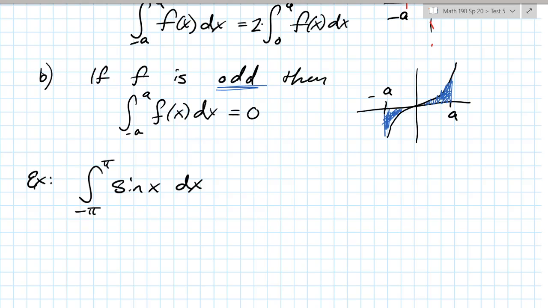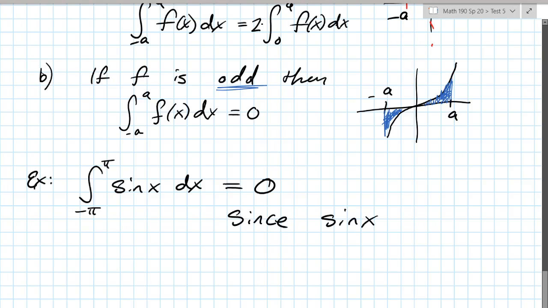You mean you have to remember what trig functions are odd and which ones are even? Yeah. Well, I happen to know that the sine function is odd. The sine function is a continuous function from -pi to pi, and we're done. Since sine x is odd.